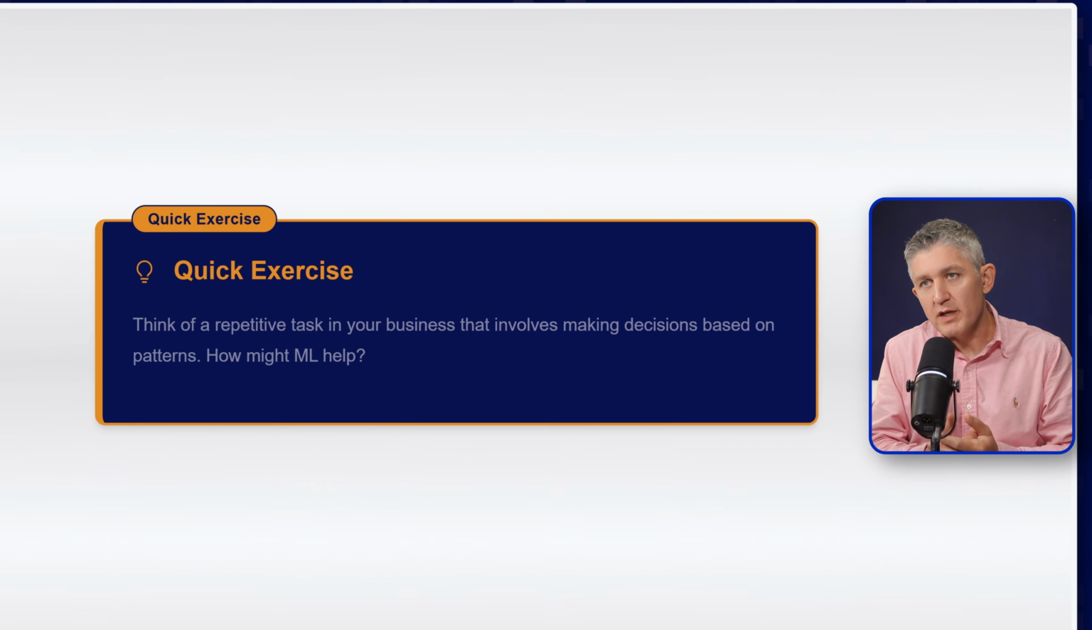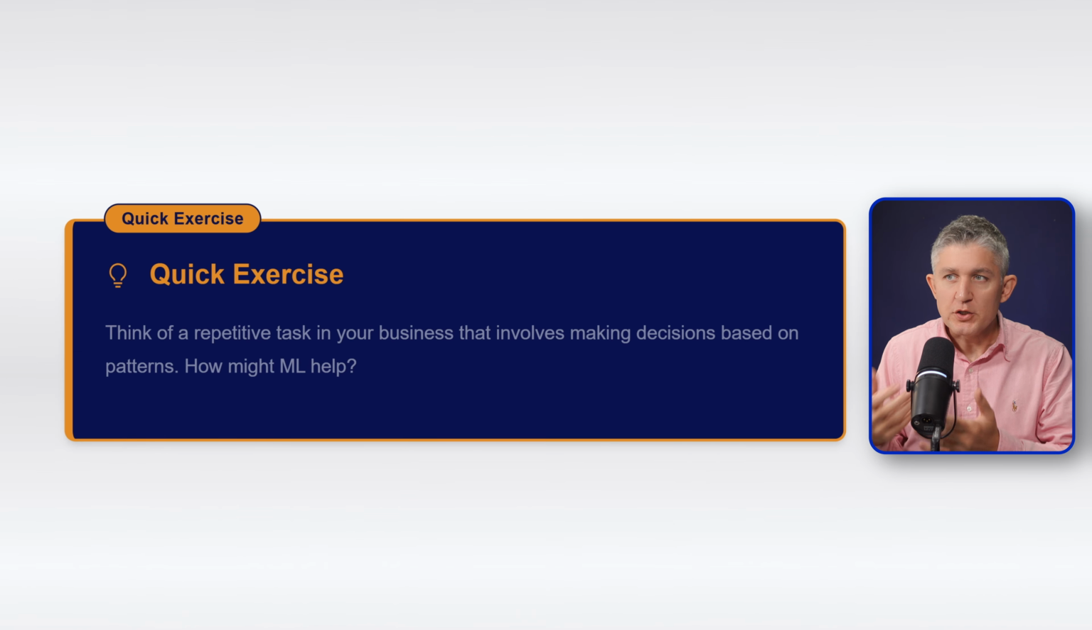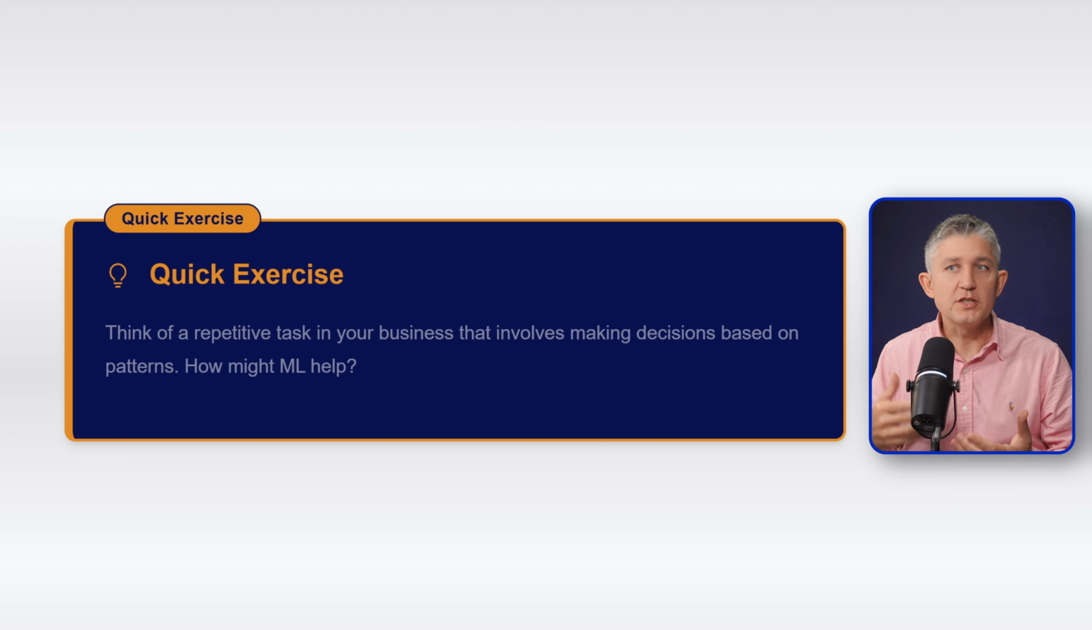Stop for a second and think about a repetitive task in your business that involves making decisions based on patterns. How could machine learning help? Some of the things to consider: do you already have data that's labeled? Do you have data where something has already been successful? Think, for example, successful sales versus unsuccessful sales. What kind of quotes and proposals secured your deal versus those that don't?